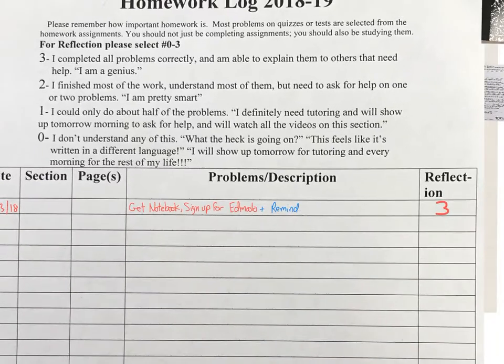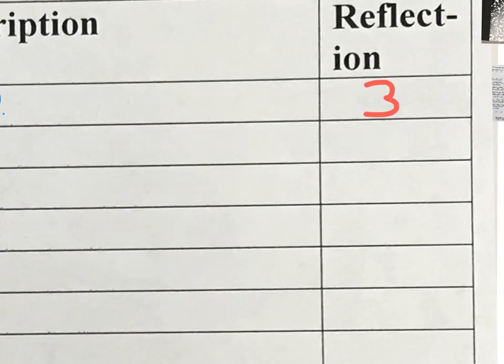So these are not points, guys. Don't think, oh, I'm going to give myself a bunch of 3s so I'll have an A in my notebook. No, that's not the case. The 3, the 2, the 1, the 0, that's just like a code that explains how you're feeling about the homework. So if I see that you give yourself a bunch of 0s, I know I need to do a better job at teaching, right?